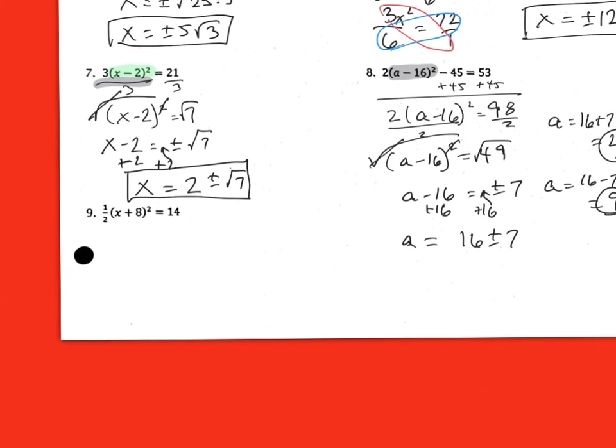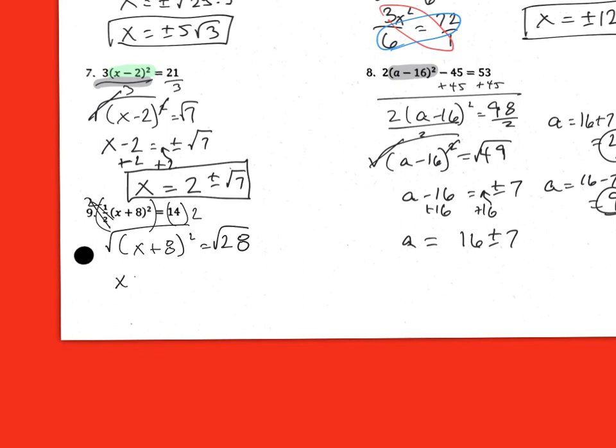And finally, when you have a fraction, just go ahead and multiply both sides by the reciprocal. So we multiply this side by 2, multiply this side by 2. That gets rid of the fraction. So we have x plus 8, that's the quantity squared. The other side is 28. So this is the last kind of style for this problem.